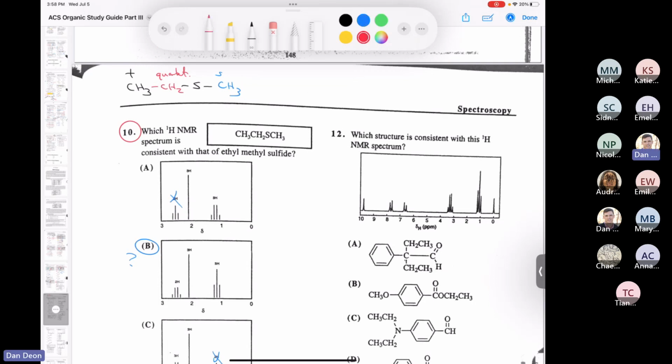Right, so this is the methylene in red here. This is the methyl group in blue, right? It's deshielded because it's attached to the sulfur. And then we have the methyl group in black here. All righty, good.